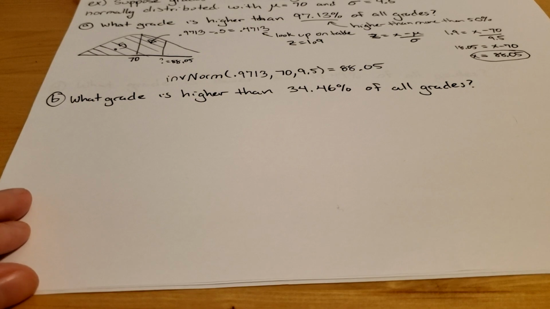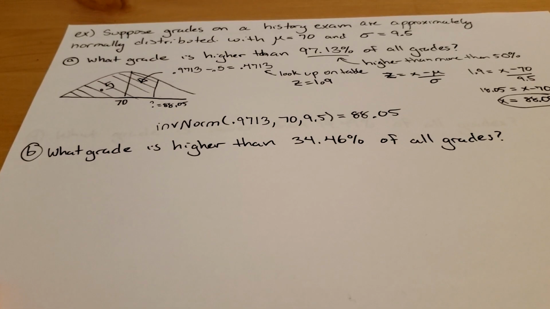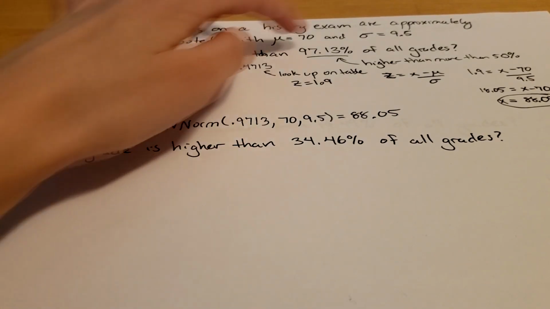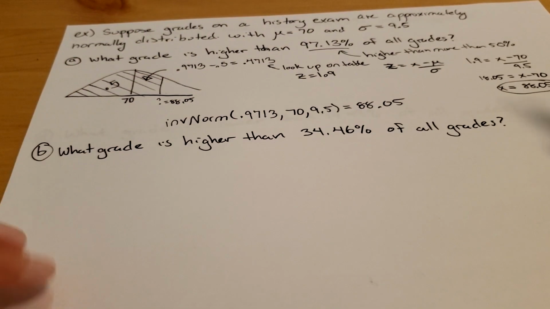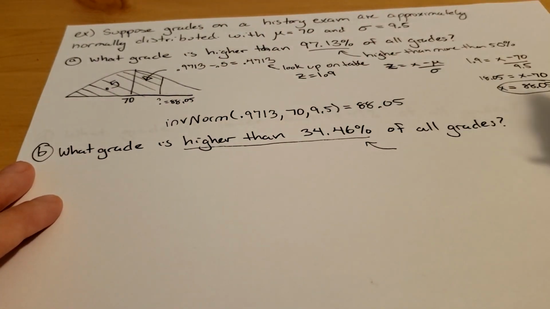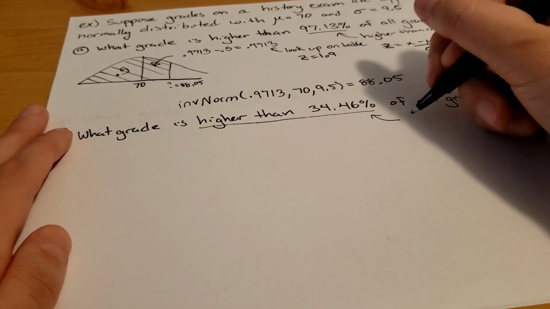Now let's look at part B. What grade is higher than 34.46% of all grades? So now notice that these are worded similarly. So here we're higher than 97 and something percent. Here we're higher than 34 and something percent. So here we're higher than less than half of the grades, and that's going to influence how we draw our diagram.